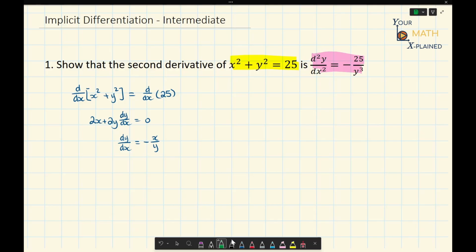Now to find the second derivative, we just need to take the derivative with respect to x again, which means we're going to go d by dx of dy dx is equal to d by dx of negative x over y. So the left-hand side, that is what we're looking for. This is the second derivative, which is d squared y over dx squared. And then now the right-hand side, we're going to have to use our quotient rule. So let's go ahead and factor out the negative to the front.